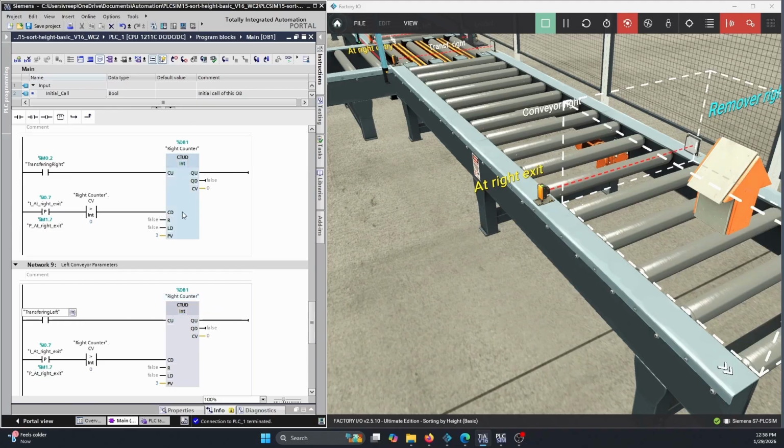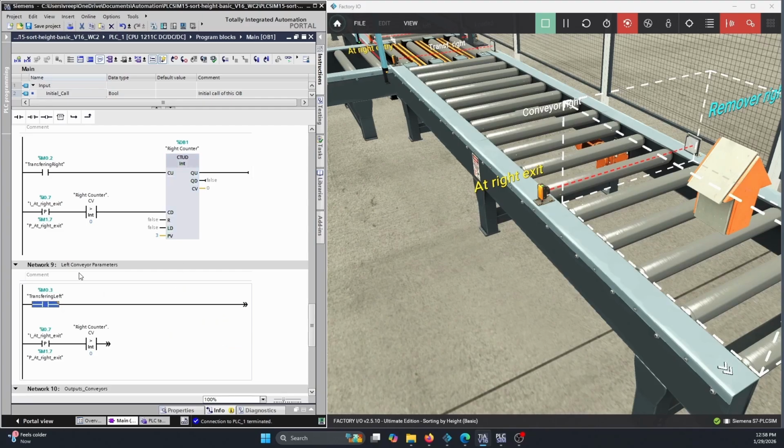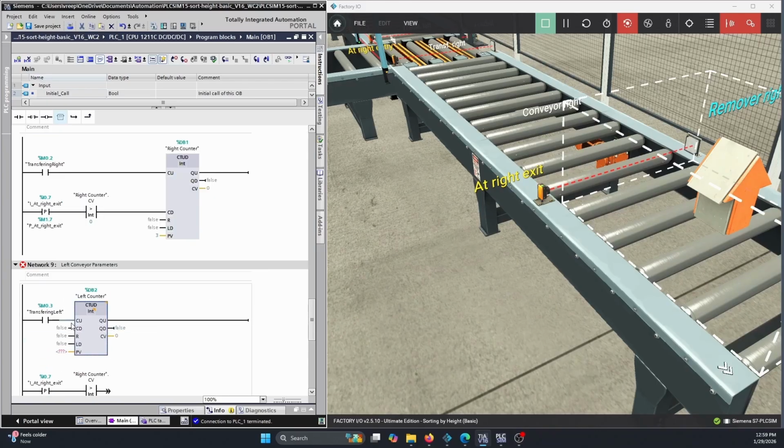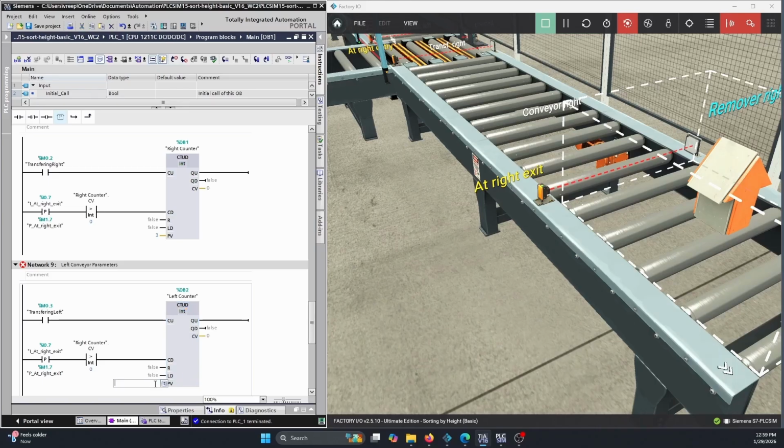Okay, this one, oh, be careful with this, eh? This might be an issue. Let's get rid of this because this is the exact same counter as this one. So be careful when you're copying and pasting. Let's bring in another counter, and that's going to be our left counter. Beautiful. Okay, and then this bad boy is going to come here to count down. Nice. Same with the preset value of 3.